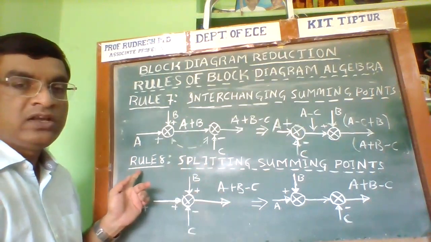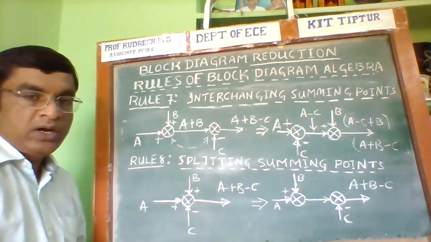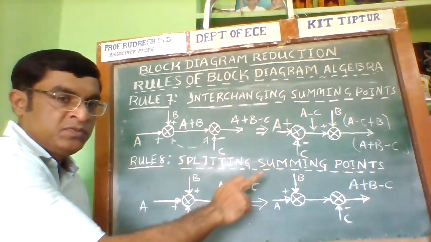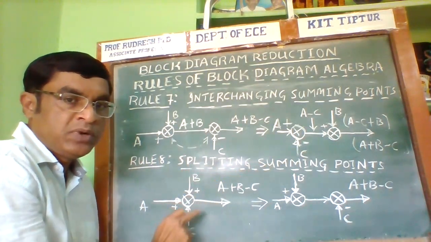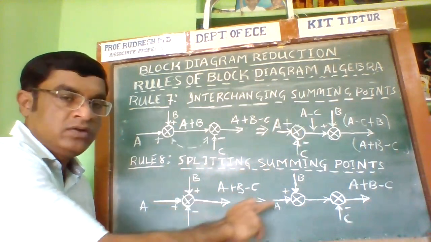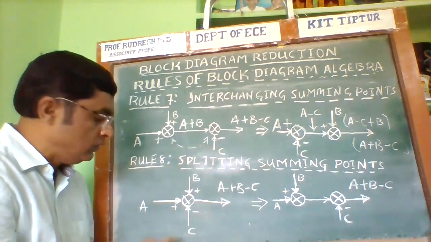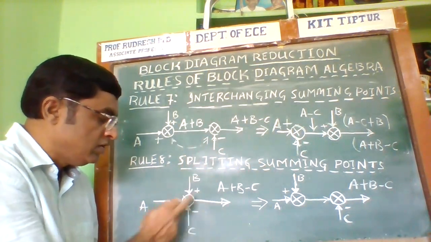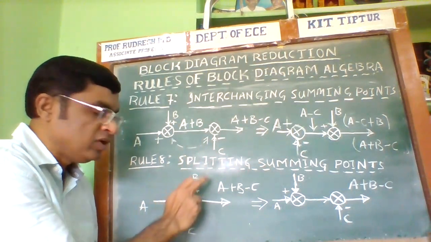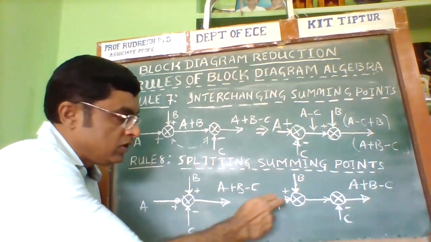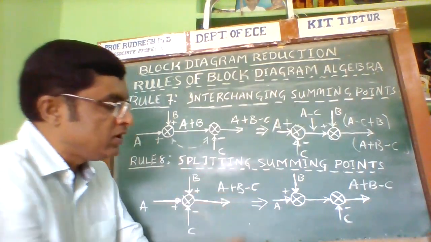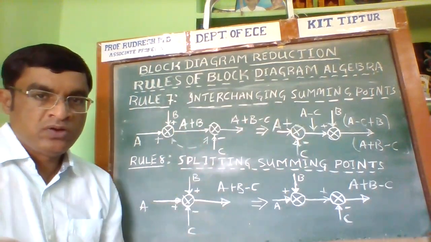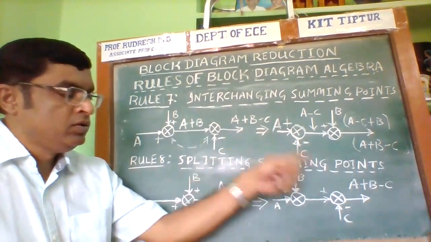Next is rule 8. If I split the summing point, the result will still not change. Split the summing point in such a way that the input and output relation does not change. So this is the summing point. We use it to add A with B, and then subtract C from A plus B. Now this is the output. Therefore, if I split the summing point here, we should expect the same result. This is the way we should write the diagram.